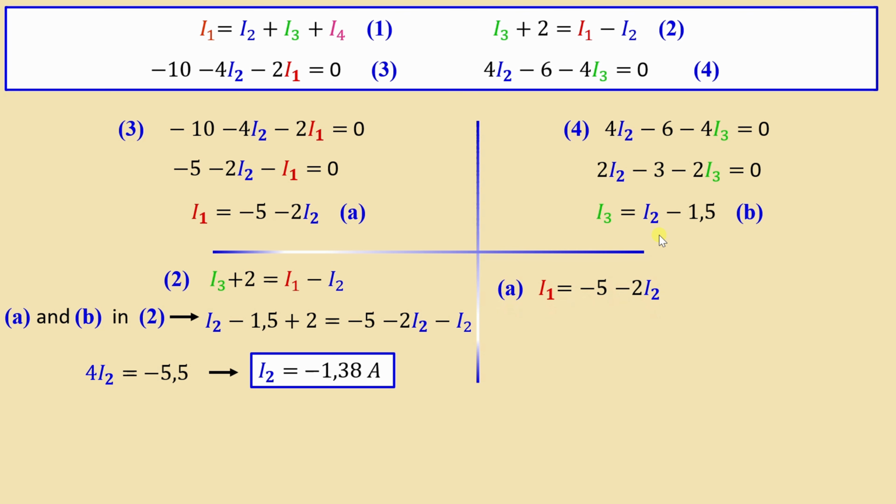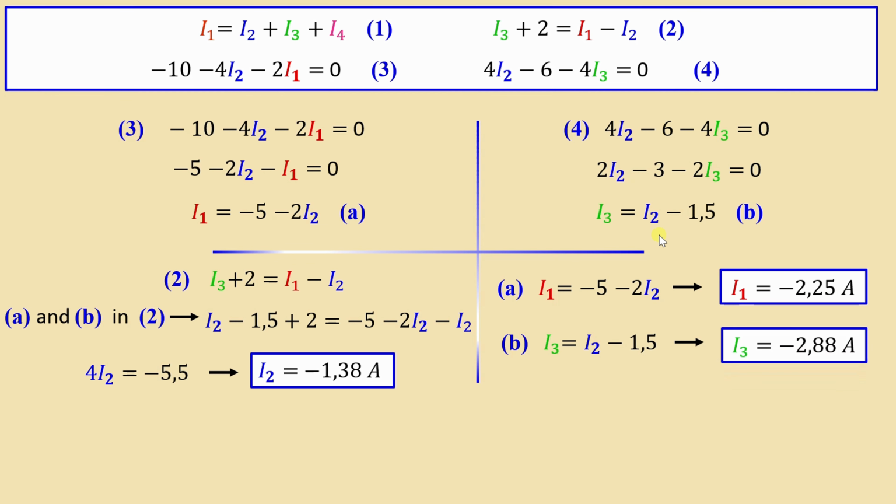After we calculate I2, we go back to A. We have I1 is negative 5 minus 2 I2. We finally obtain I1 is negative 2.25 amps. We go back to B. We can easily find I3 is equal to I2 minus 1.5. That means I3 is negative 2.88 amps.